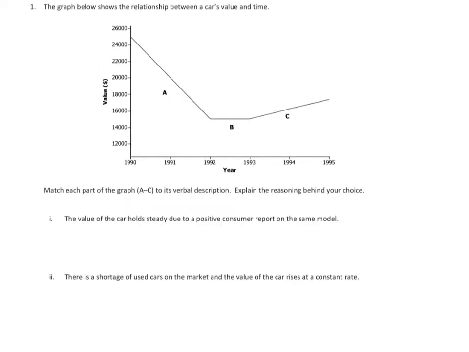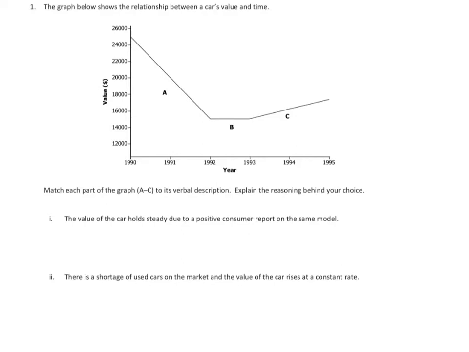We will now go through the exit card associated with this lesson. Question 1. The graph below shows the relationship between a car's value and time. Match each part of the graph, A through C, to its verbal description. Explain the reasoning behind your choice.